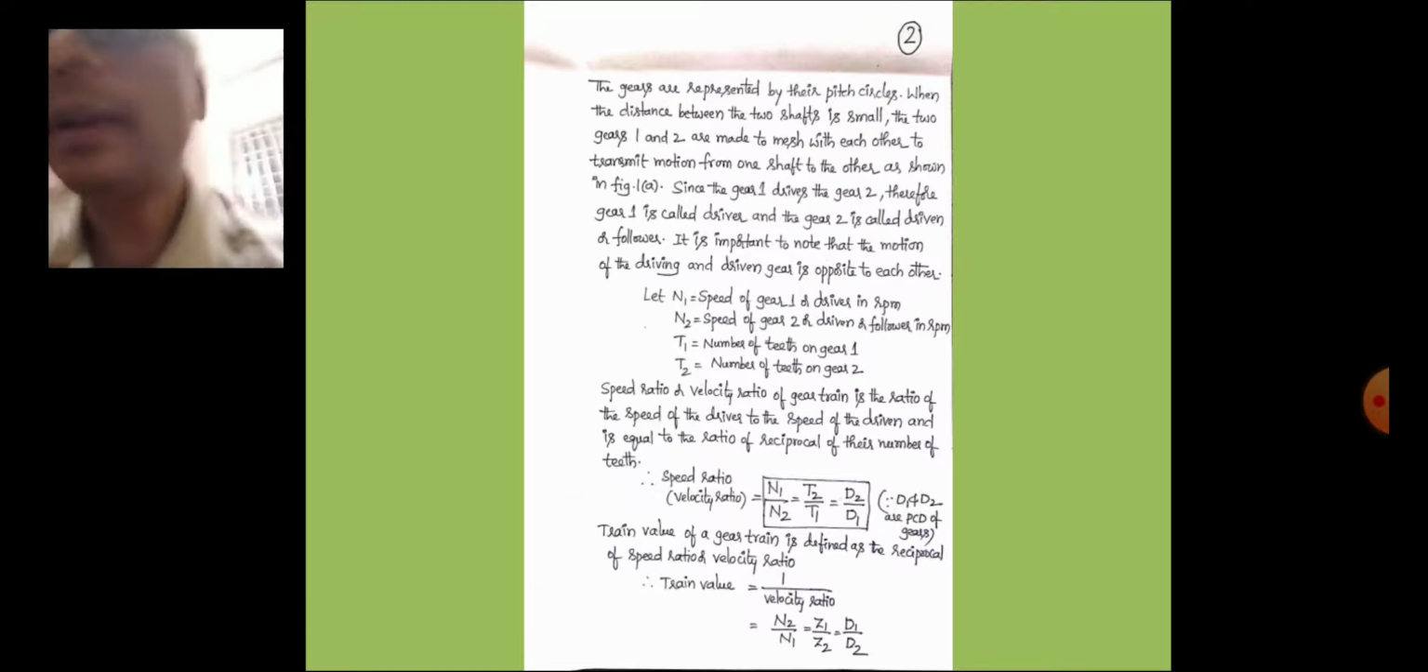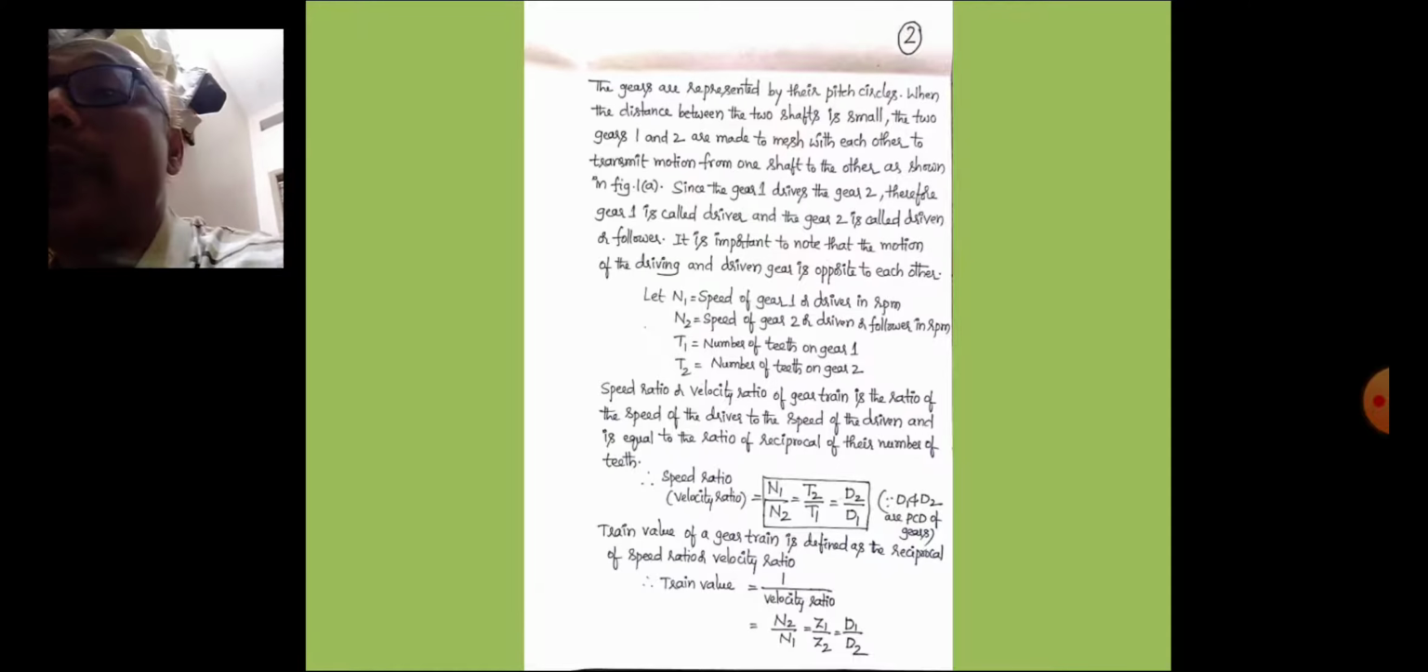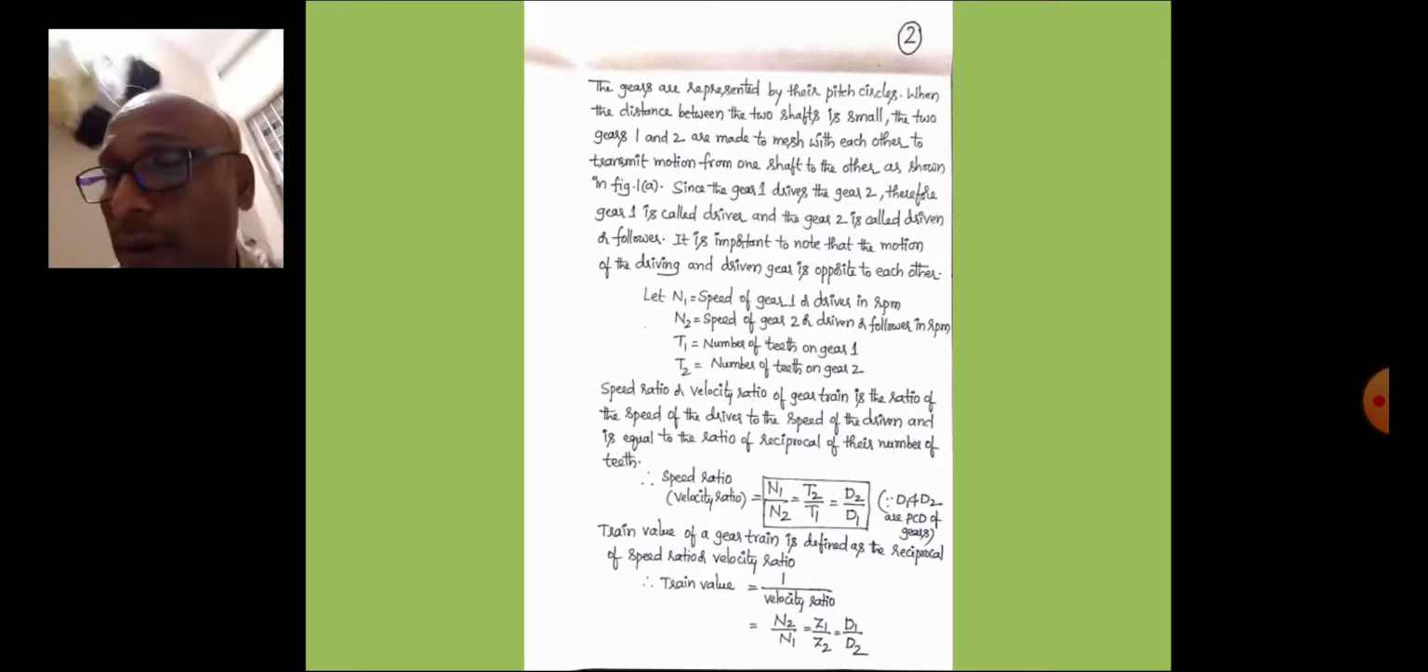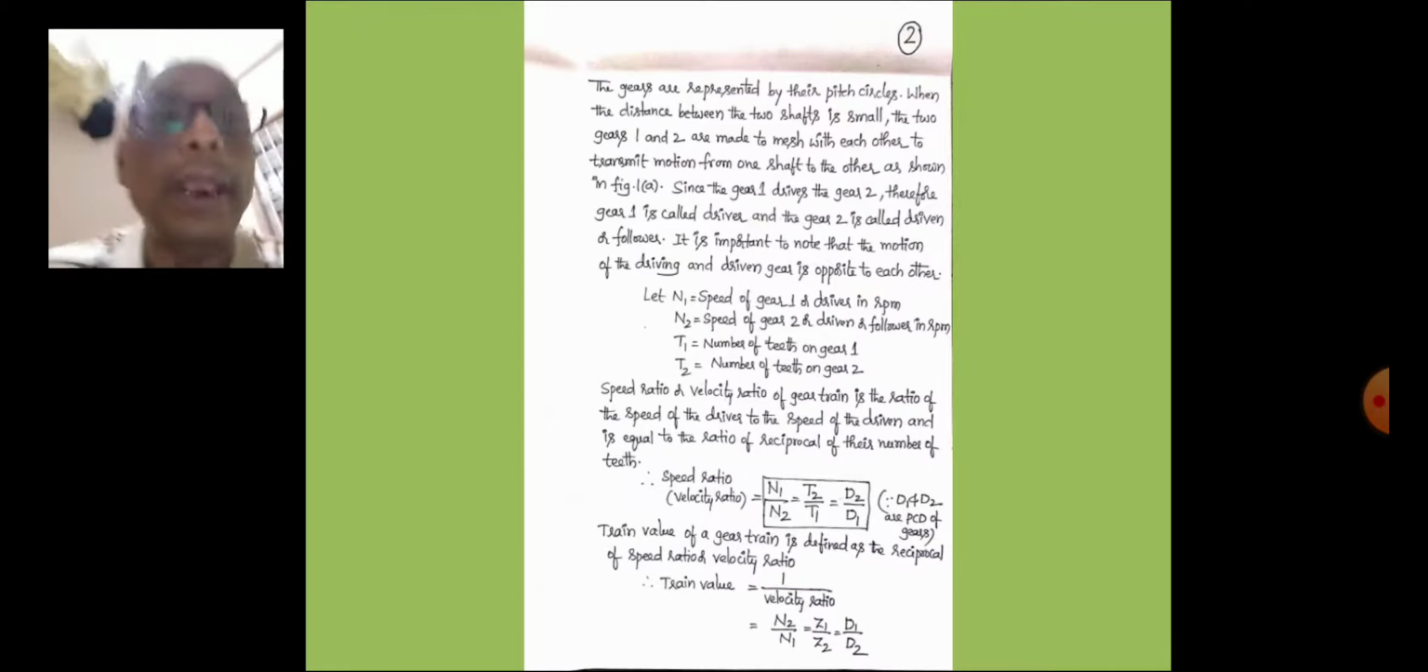Now see, in figure number 1b, the driver is rotating clockwise. This drives gear 2, thereby gear 2 rotates anti-clockwise. This gear 2 in turn drives the driven gear, so that driven gear is rotating clockwise. So now let us take this with respect to figure number 1b.